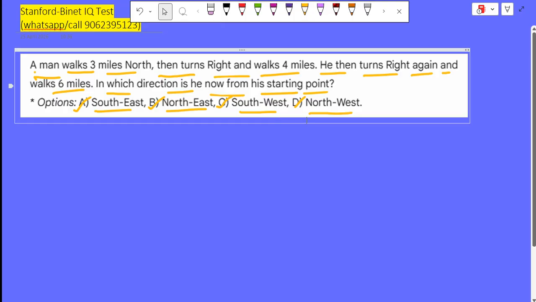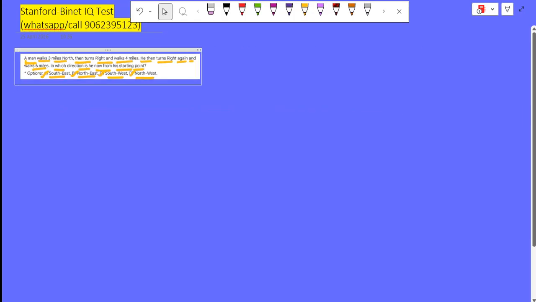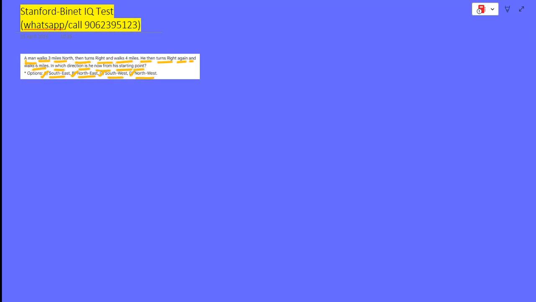Now this is a classic reasoning question of distances. Before we move a single inch, we need the directions, right? Now here is a NESW law.